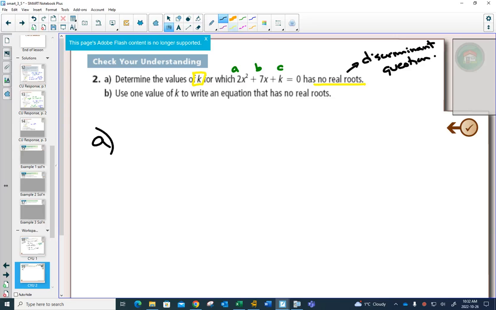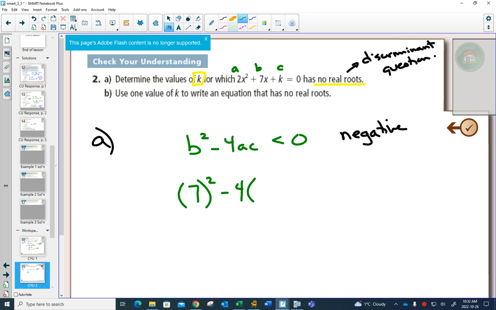Well, if it has no real roots, they're trying to tell us that the b squared minus 4ac has to be negative, less than 0. This is mathematically how we say negative. We make an inequality and say less than 0. And if we plug things in, we know that the b is 7. We know that the a is 2, and the c is k.